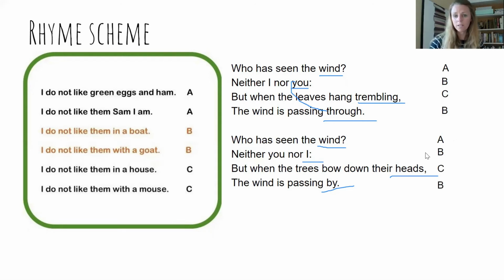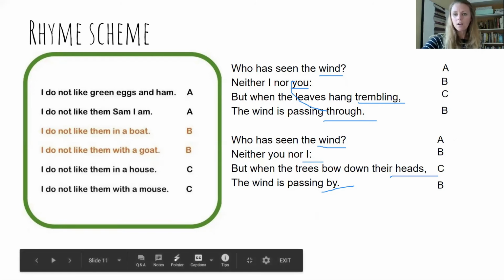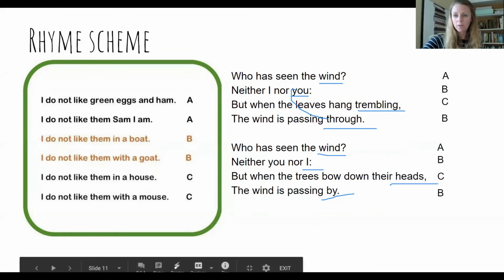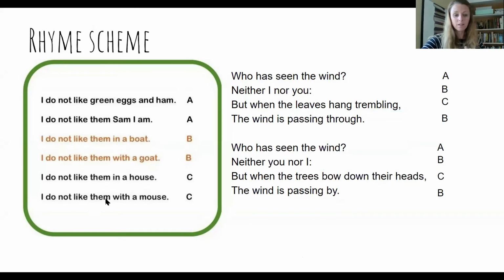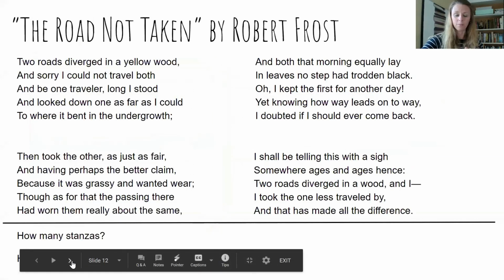So this particular poem, you would say it is organized into two stanzas of 4 lines apiece. And it has a consistent rhyme scheme through both stanzas of A, B, C, B. Got it? Good. Let's make it a little more complicated.